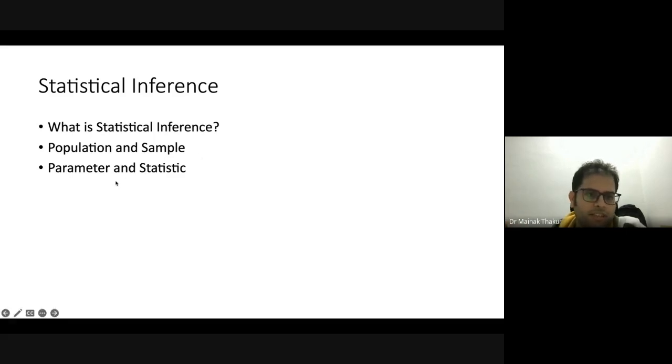So there are two things. One is a characteristic of the population, which is called a parameter, and a characteristic of the sample, which is called a statistic. We use the characteristic of the sample to estimate the characteristic of the population. How do we do it? That study is called statistical inference. So simply speaking, this is the thing.